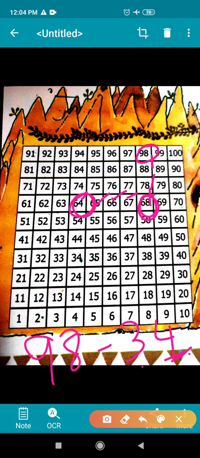Children, hope you all have understood this grid method. Okay? Do practice at home. You can make your own grid or you can take help of the grid that is made in the book on page number 31 and do the questions.